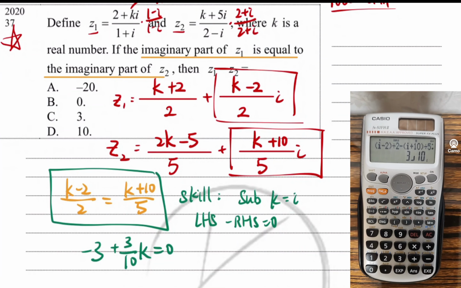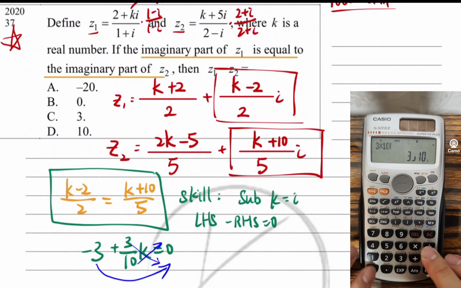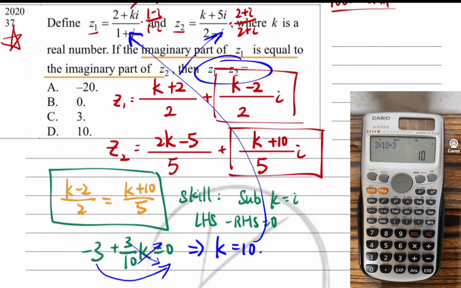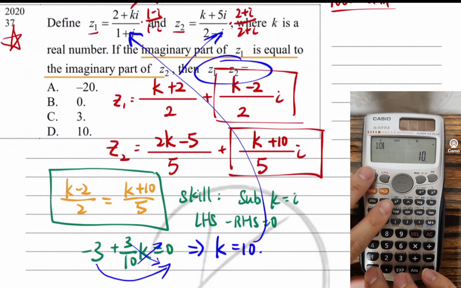Then this helps you to simplify your linear equation to this form. Then what you need to do is just change the position of negative 3 and multiply by 10 divided by 3. So 3 times 10 divided by 3, so your k will become 10. If I know that my k is 10, please substitute into Z1 and Z2, and you do Z1 minus Z2. Then everything is done.